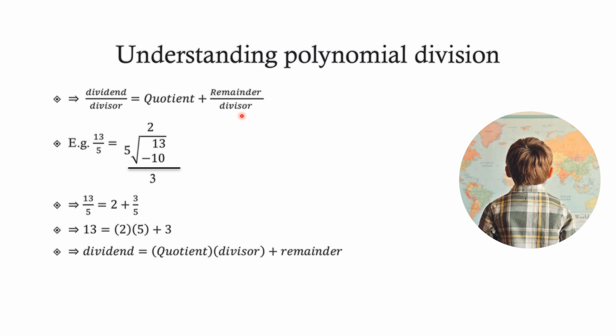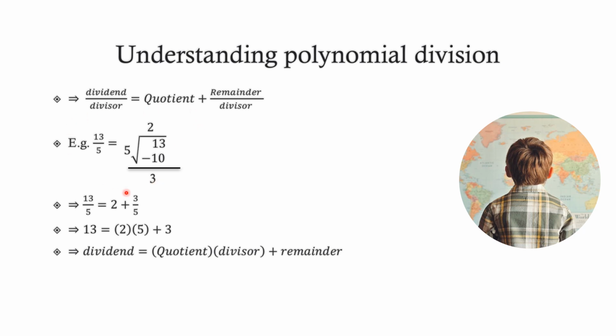So let's look at a numerical example in the form of an improper fraction, which is 13 on 5. And this can be expressed in a long division format as 13, then the 5 is here. So here 5 goes into 13. 13 divided by 5 is 2 times. And this 2 times the 5 will give us minus 10. That is how we perform the long division operation. So 13 minus 10 will give us remainder 3.